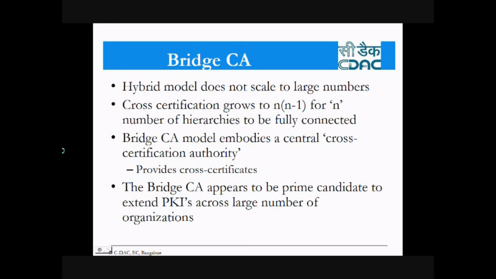Let us consider that the United Nations sets up the super root certifying authority. Now it can issue certificates to the root certifying authority of India and to the root certifying authorities of various other countries. So now whoever is tied up with the UN, those documents can be easily verified and can even get legal sanctity in different parts of the world. This is a possibility. So this model, the bridge certifying authority model, appears to be the prime candidate to extend PKI across a large number of organizations and nations.